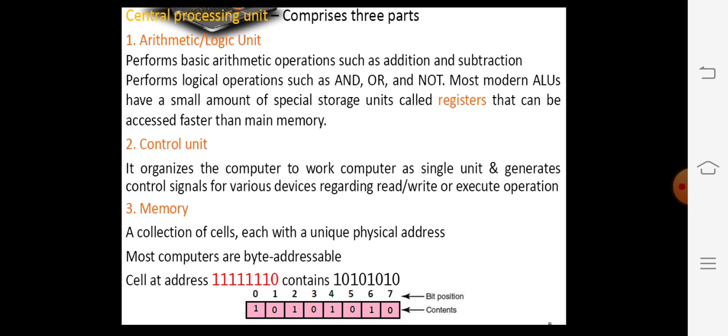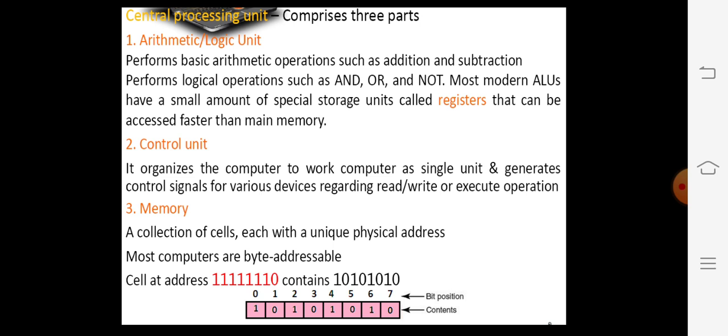Then the next one, control unit. It organizes the computer to work as a single unit and generates control signals for various devices regarding read, write, execution operation. That is, the control unit is like our nervous system. It is responsible to pass the signal from one part of the computer to another part of the computer. It is also responsible for the proper working of the entire system. It is like our nervous system in our human body.